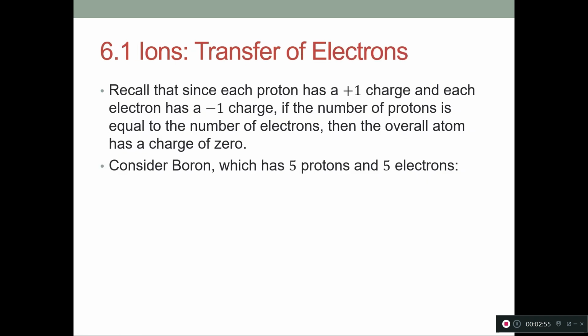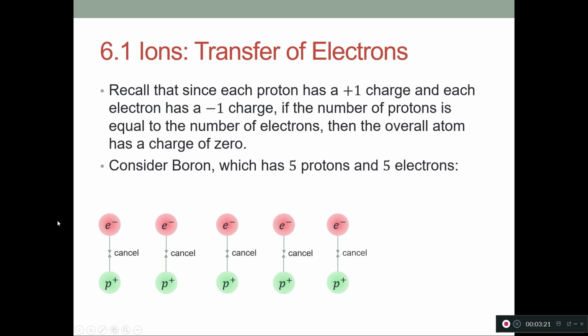Recall that since each proton has a +1 charge and each electron a -1 charge, if the number of protons is equal to the number of electrons, then the overall atom has a charge of 0. Consider boron, which has 5 protons and 5 electrons. One of our protons and one of our electrons will cancel out. The second ones cancel out, third cancel out, fourth cancel out, fifth cancel out. When all of them cancel out, there is no net charge on our boron.